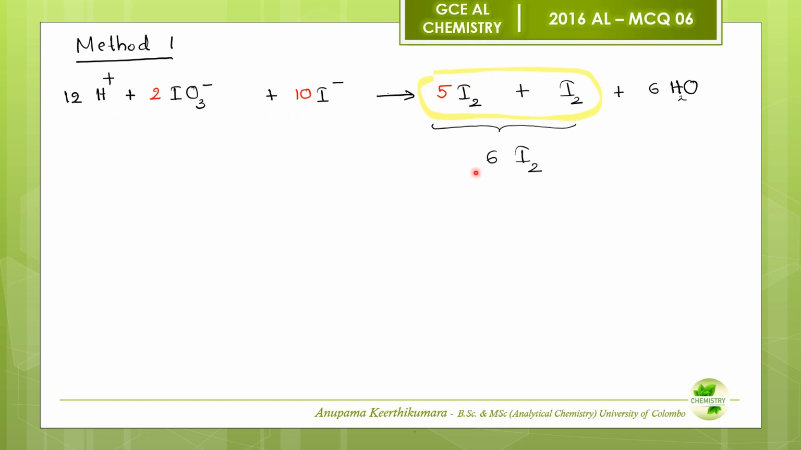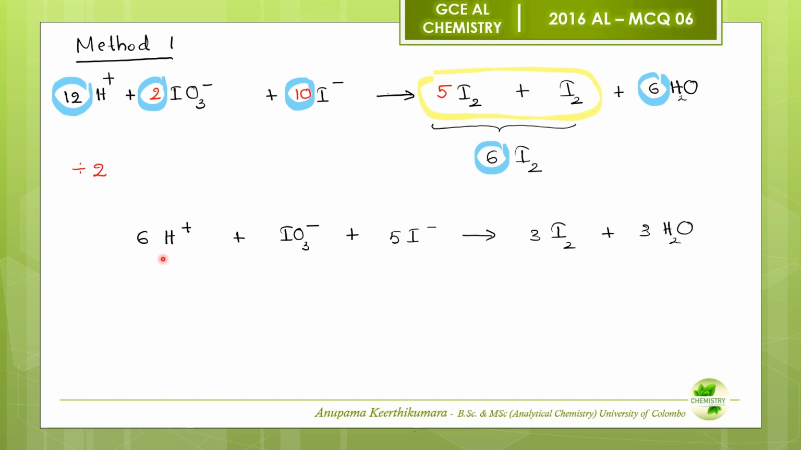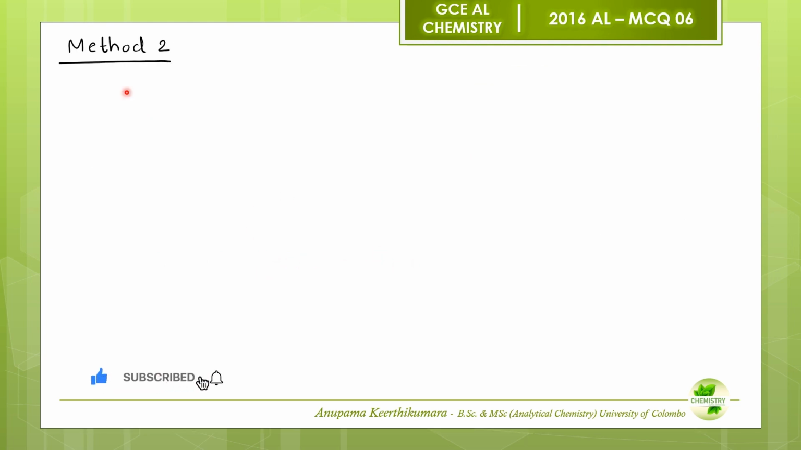This is the balanced ionic equation for the reaction between iodate ions and iodide ions in the presence of acidic medium. These are not the simplest molar ratio between the reactants and the products. Therefore, divide the whole equation by 2 to get the final balanced ionic equation. This is the balanced ionic equation for the reaction between iodate ions and iodide ions in acidic medium. Now we will balance the same redox reaction using half equation method.